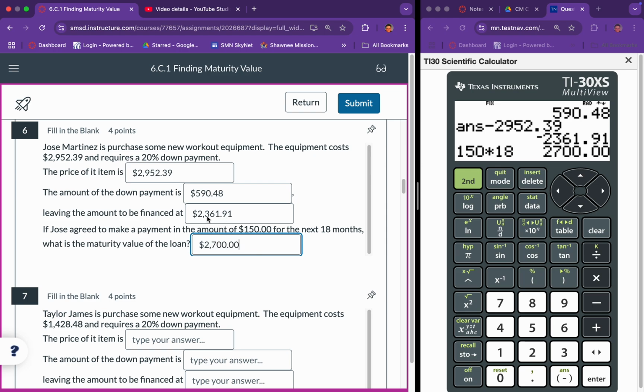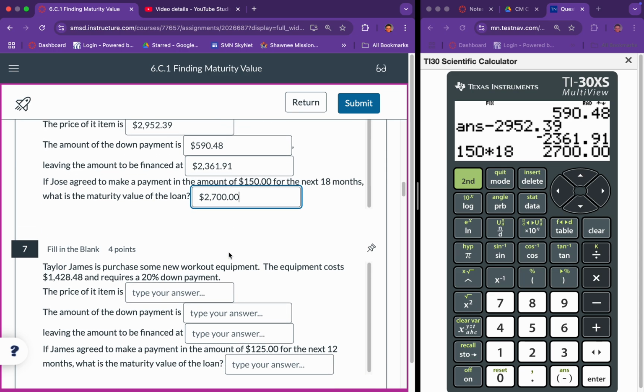And you notice that's a lot more than you borrowed. You borrowed $2,300, you're paying them back $2,700. The difference in that is called the interest. That's the privilege of taking out the loan. That's for taking the equipment home with you a year and a half before you owned it. So the maturity value of the loan, what you paid for the loan, was $2,700. Let's do another one of those.